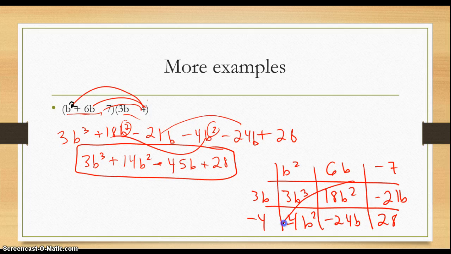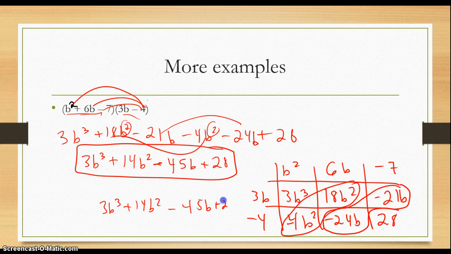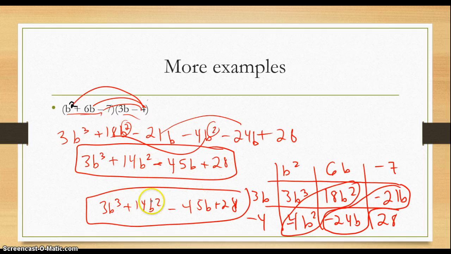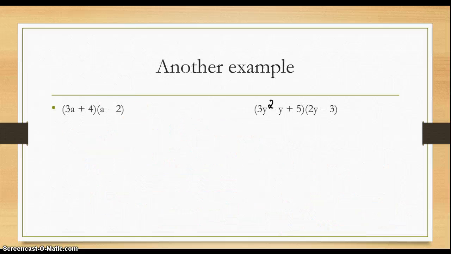So diagonally again, combine like terms. And you come up with the same answer that we had right here. So 3b cubed, combine like terms here is 14b squared minus 45b plus 28. So it's just verifying my FOIL, but again, on your homework you only choose either FOIL or the box method of multiplication.